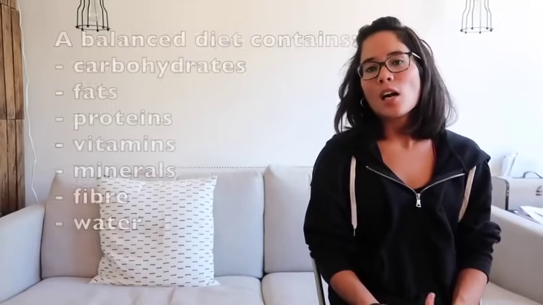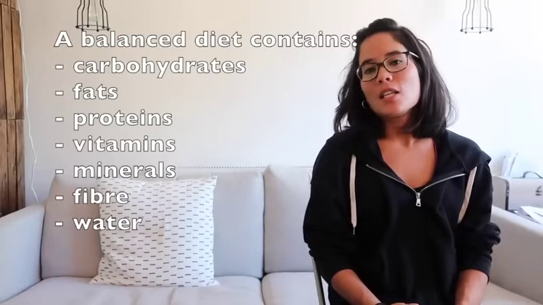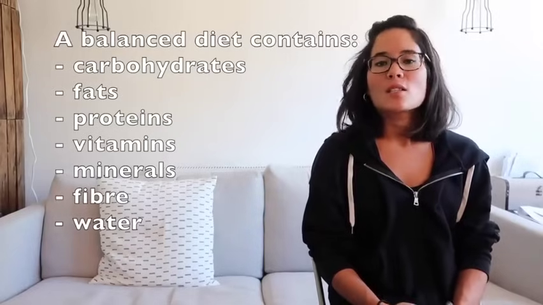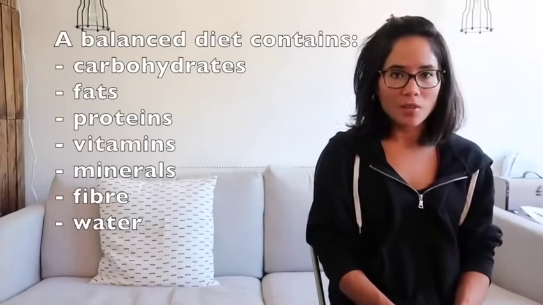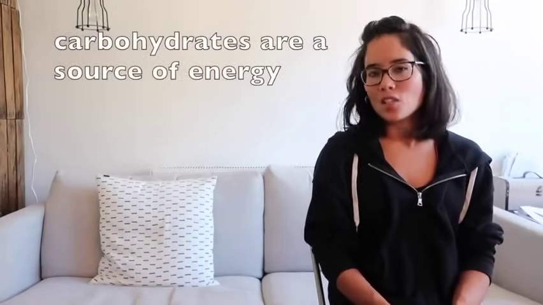So we're looking at carbohydrates, fats, proteins, minerals, vitamins, water and fibre. I hope I've listed them all. So starting with carbohydrates, foods which contain lots of carbohydrates include things like bread and rice and pasta. Carbohydrates are an important source of energy.